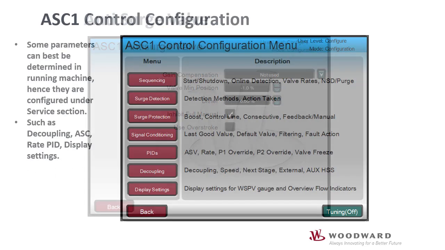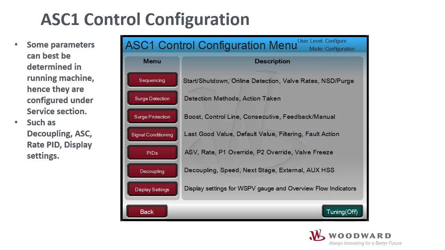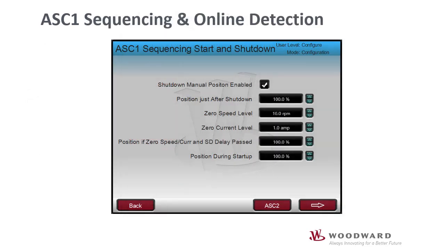The last configuration is control configuration. Most of the parameters in this configuration are available in the service section. So here we can skip something which can be tuned while the machine is running, such as decoupling, rate PID, and display settings. Those can be tuned in the running machine as well. So let's go quickly and see what parameters we should pay attention to at this configuration stage.